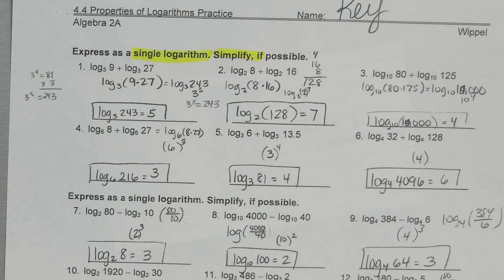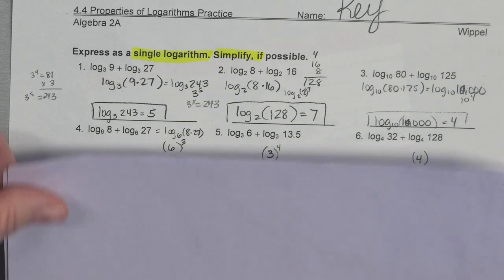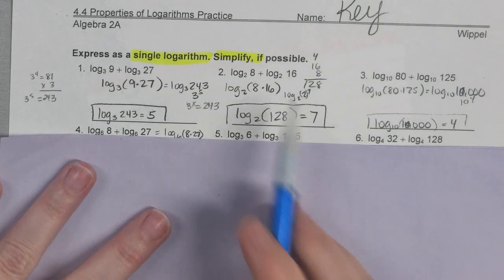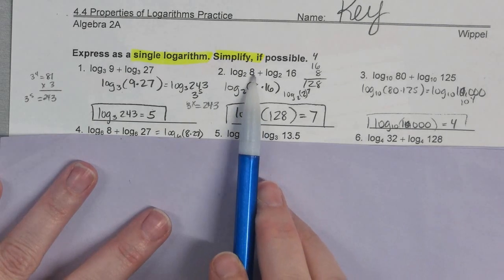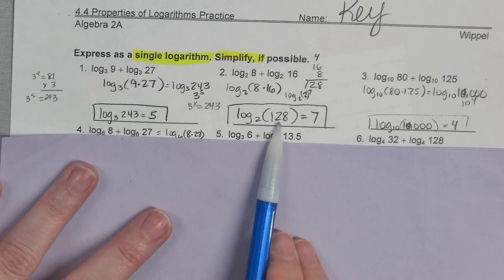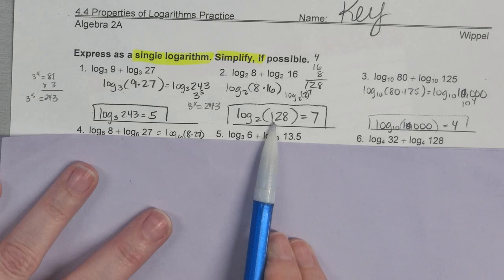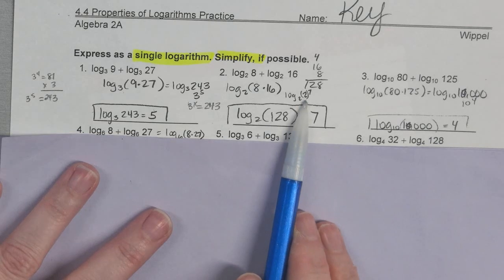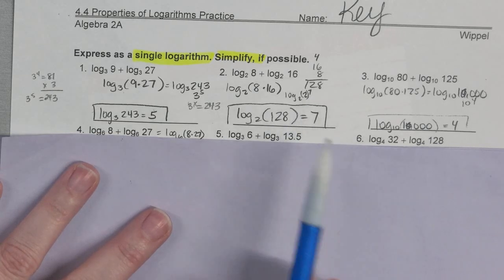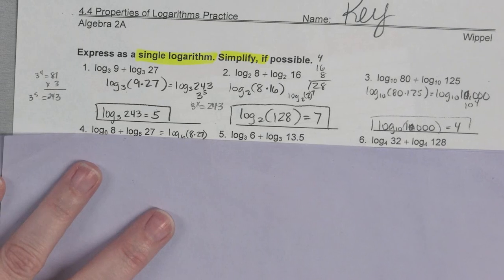Number 2, you should have log base 2 of 128 equals 7. So anytime there's plus, you have to multiply those two. You get 128. Then you use your problem-solving skills to find out 2 to what power is 128, and you should get 7.